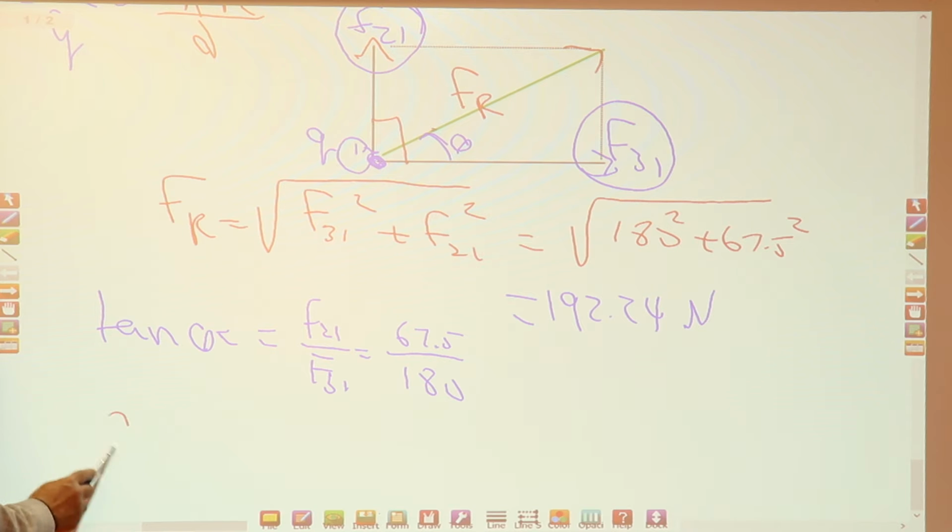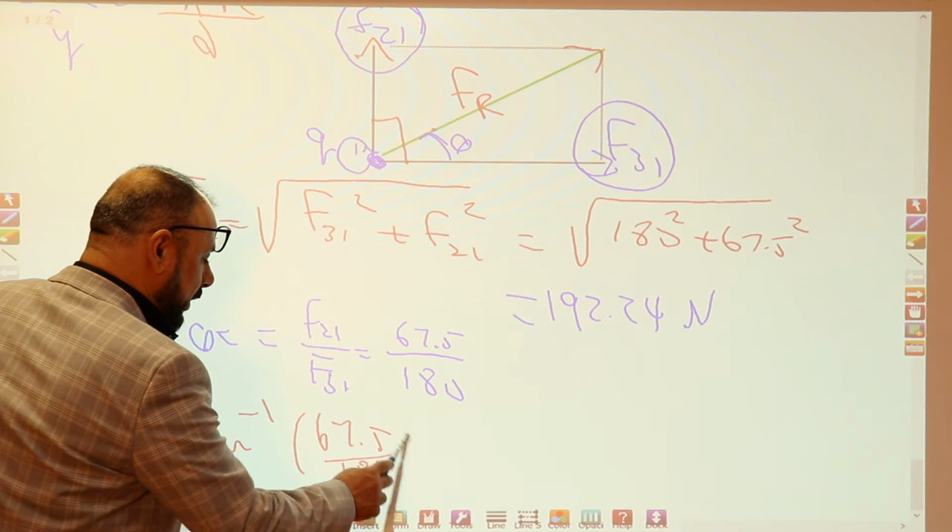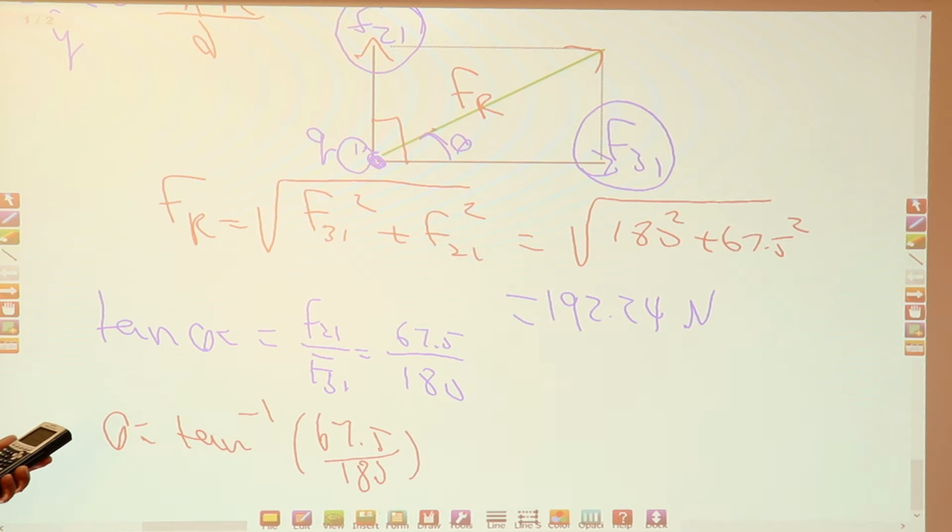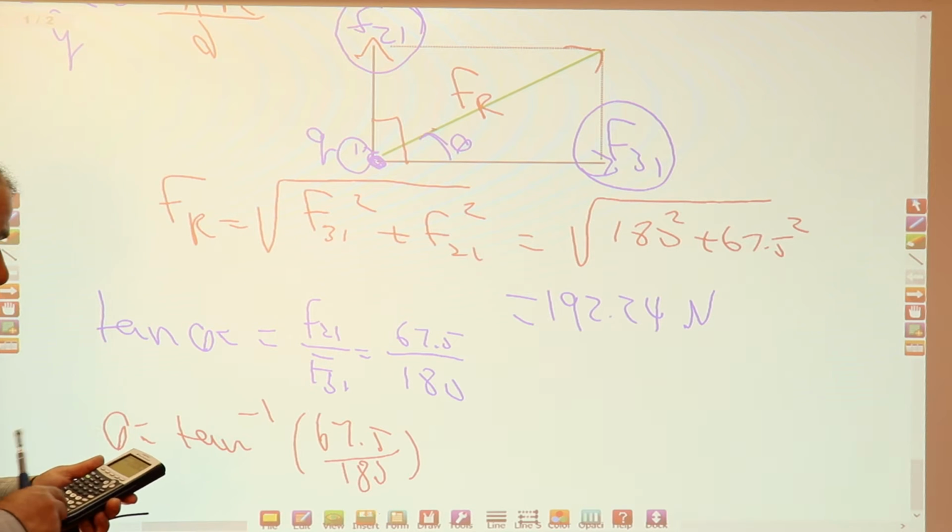Then theta equals what? Tan inverse of 67.5 over 180. Then we go to our calculator and calculate tan inverse of 67.5 divided by 180. Make sure that your calculator is in degree mode. Some kids in the test keep it on radian mode, and that gives them the wrong answer.